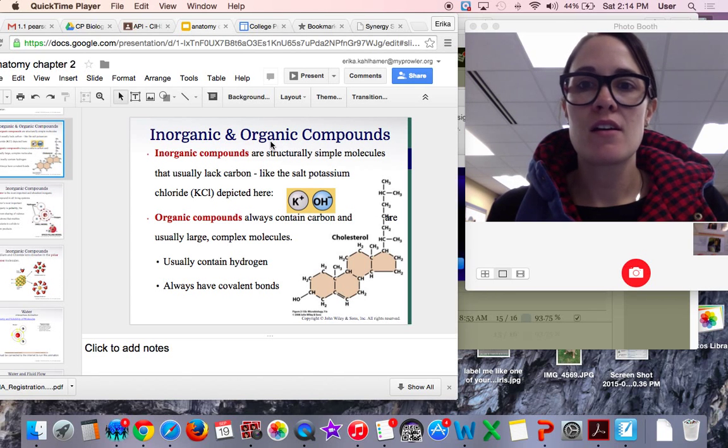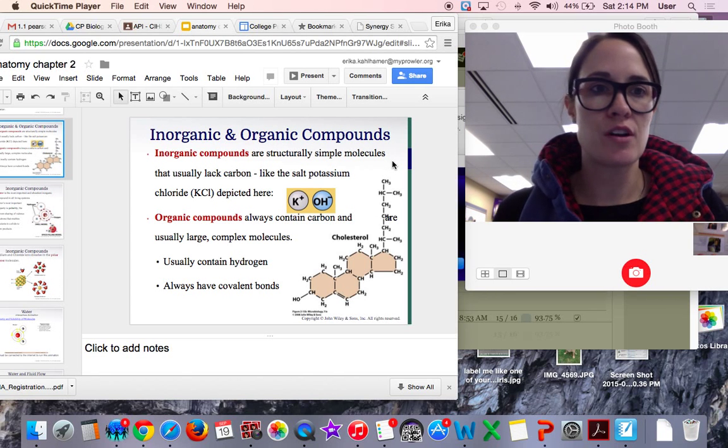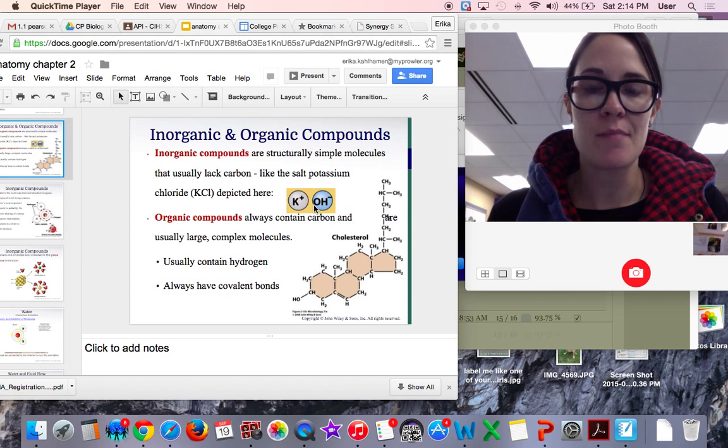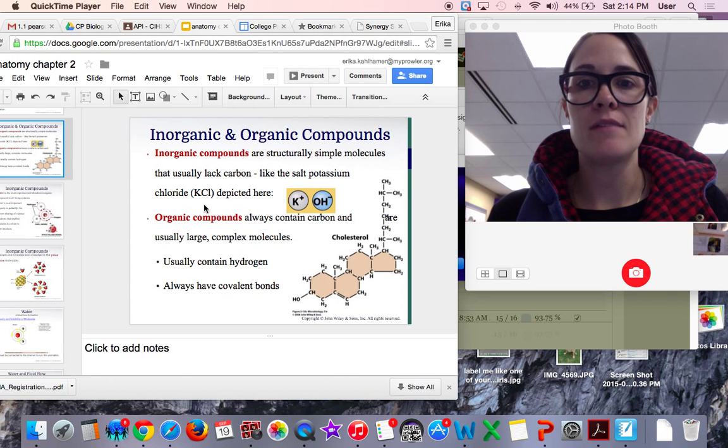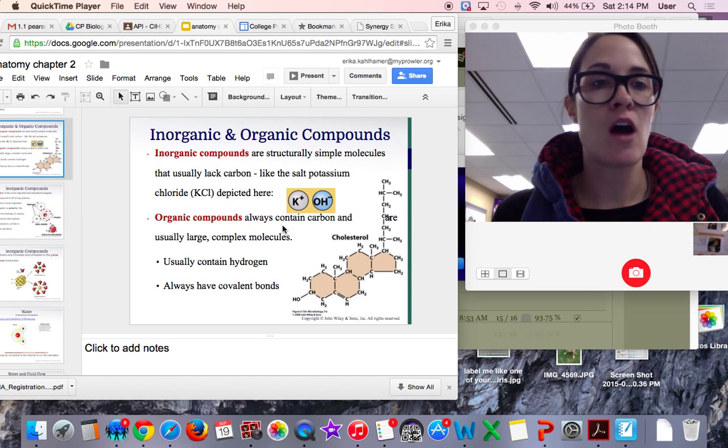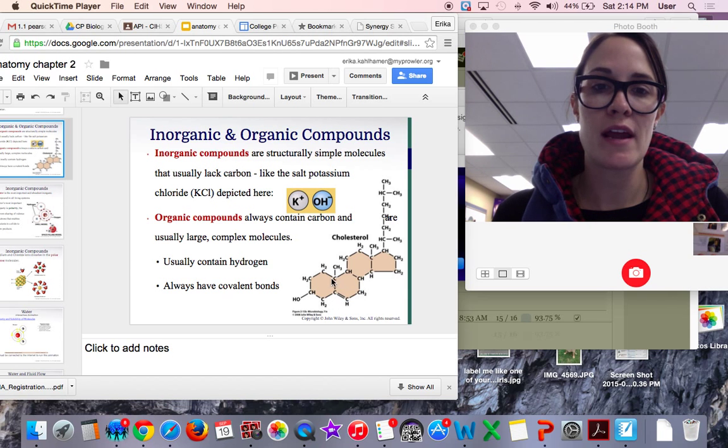2. Inorganic compounds are structurally simple and they usually lack carbon. Here's an example: sodium or potassium chloride, the salt. Organic compounds, more complex, always contain carbon. Here's an example: cholesterol. You can see here's a carbon ring connected to another carbon ring, called a carbon ring because the corners have carbons in them.